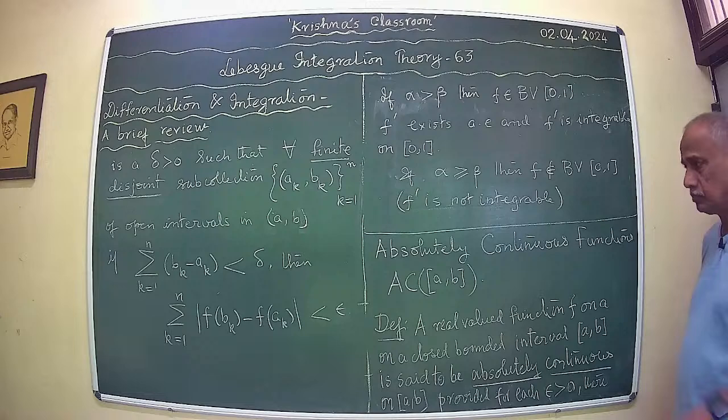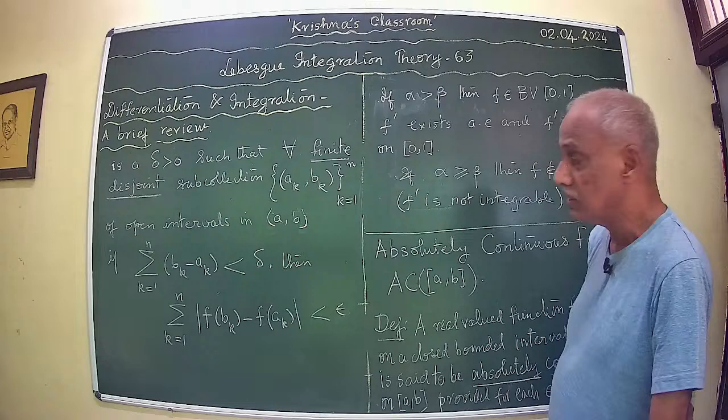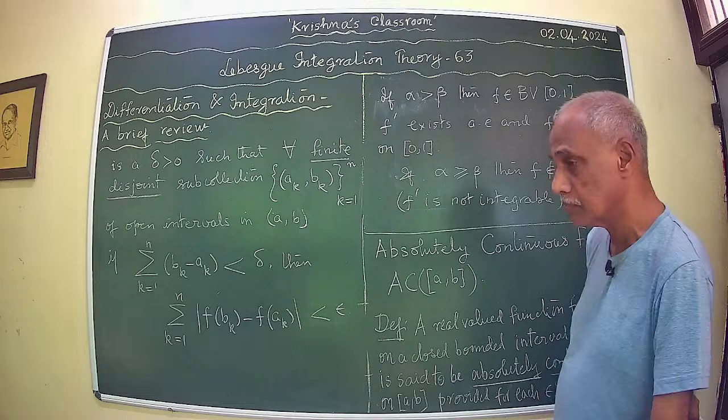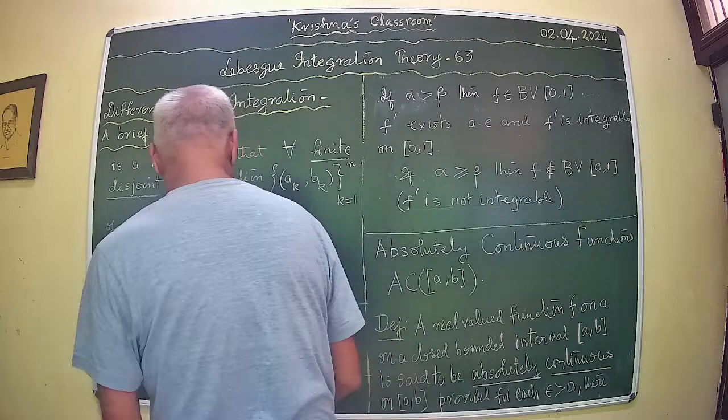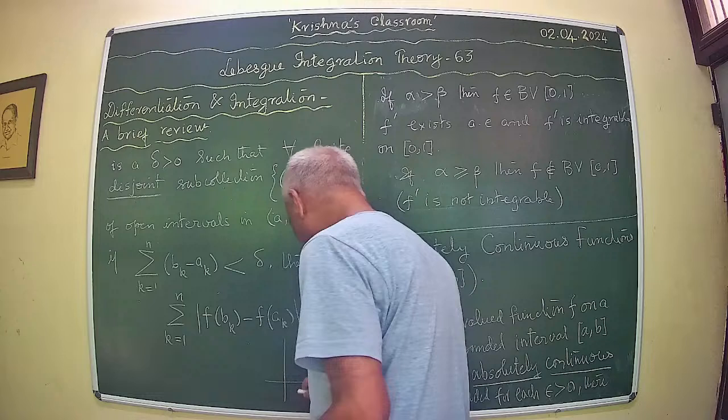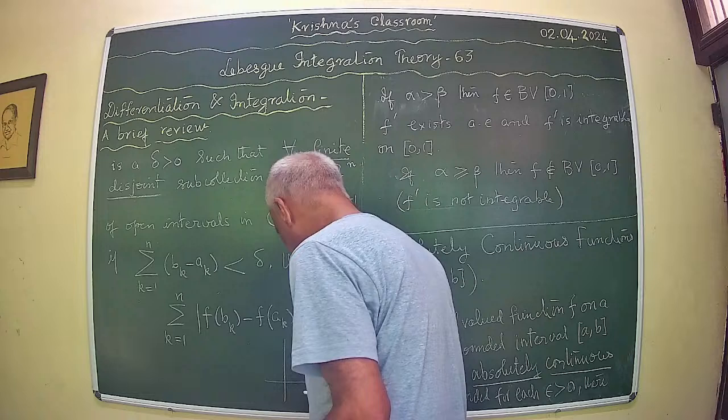What does this mean? Compare this with the definition of continuity. Given epsilon, there exists a delta such that mod f(x) minus f(y) is less than epsilon whenever mod x minus y is less than delta. Now, this does the following. We just demonstrate what more it does. Suppose you have a function which oscillates rapidly.